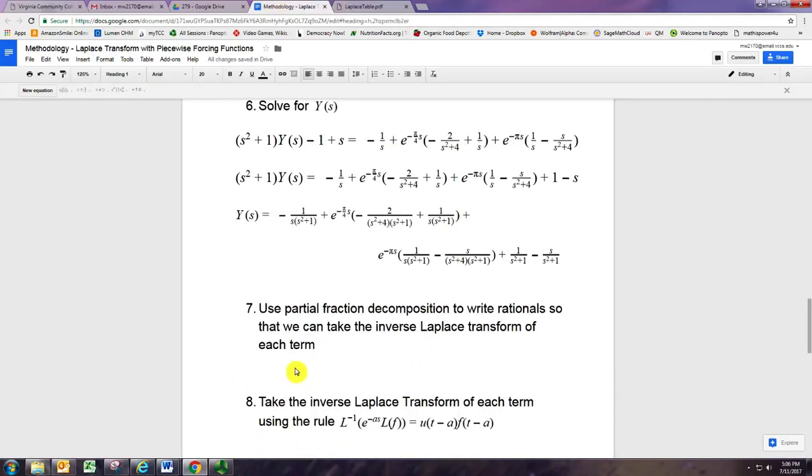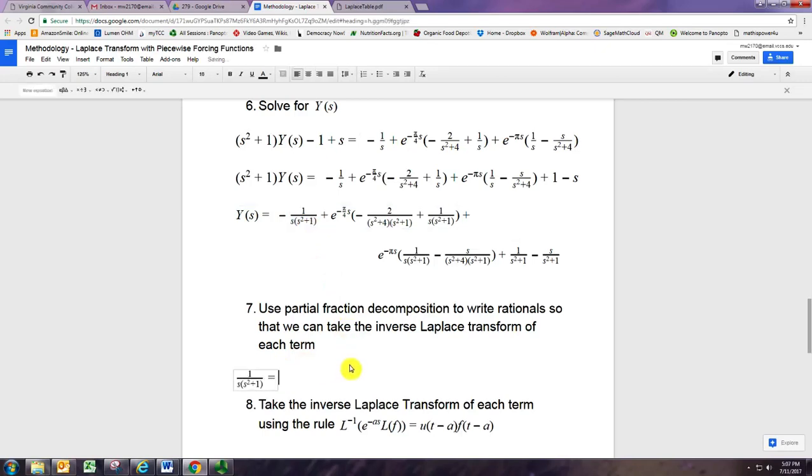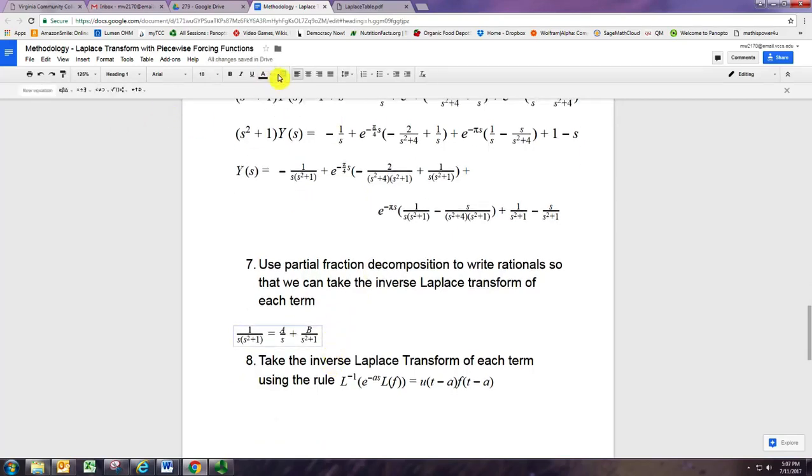All right, so the first one we're going to do is this one. And we know that we can break that up into something over s and something over s squared plus 1. And you can go ahead and multiply through by the common denominator, and you can turn this into the equation 1 equals A times s squared plus 1 plus, well, since this is a quadratic, we need a Bs plus C. We get that.